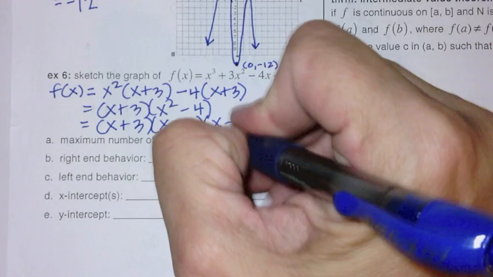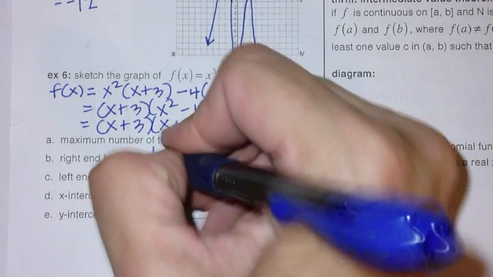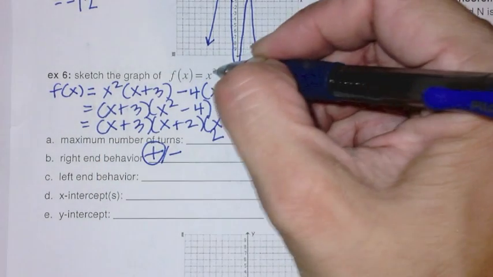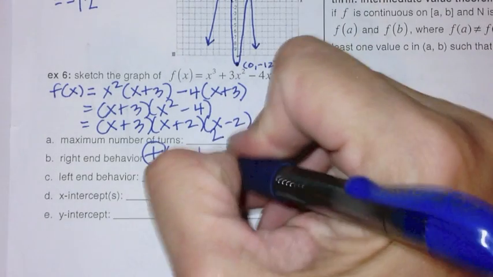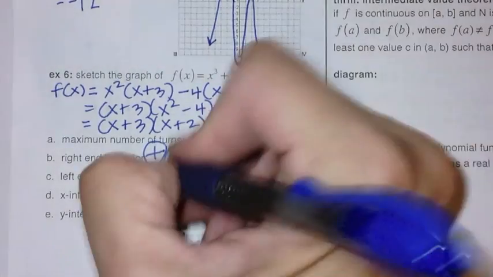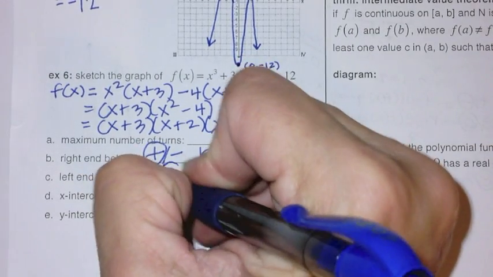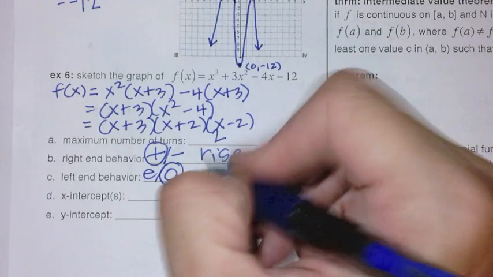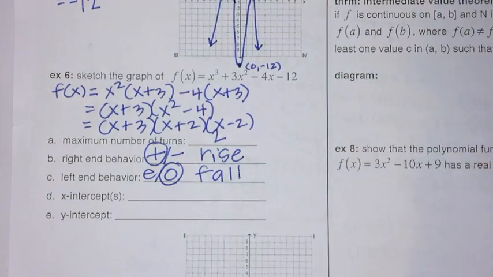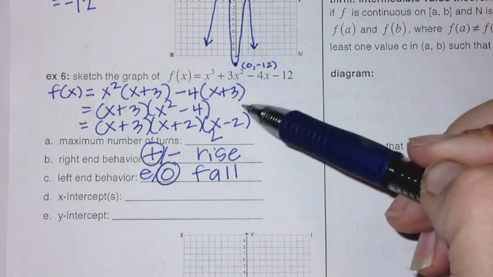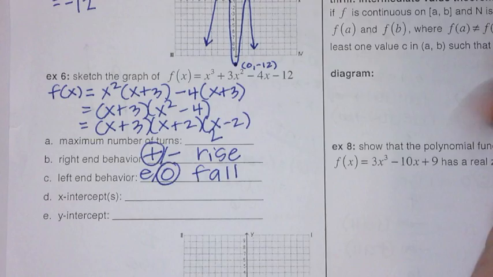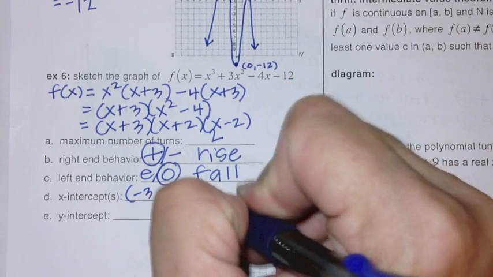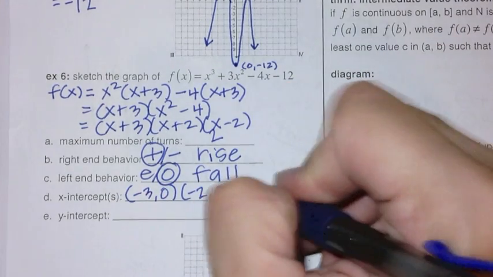So this is going to have 2 terms, the right end behavior, because the leading coefficient is positive, it's a 1, this is going to rise. And then even and odd, because the highest power or the degree is odd, it's going to have opposite behavior. Because I've already factored, I can get my x-intercepts right from there. So we have negative 3, 0, negative 2, 0, and 2, 0.